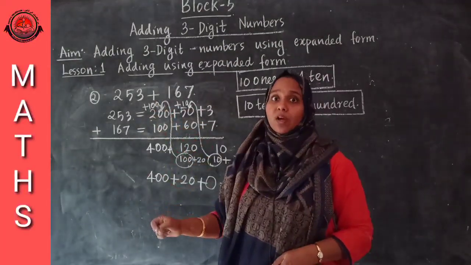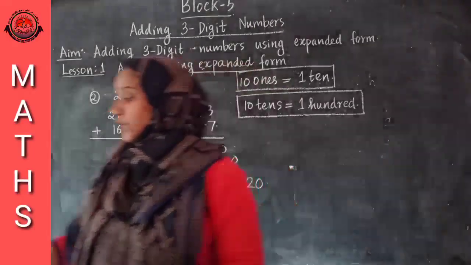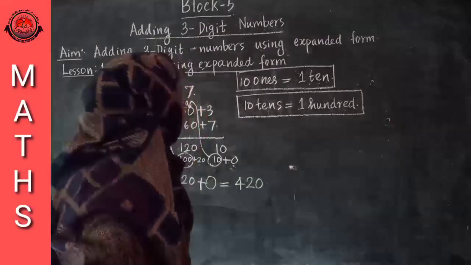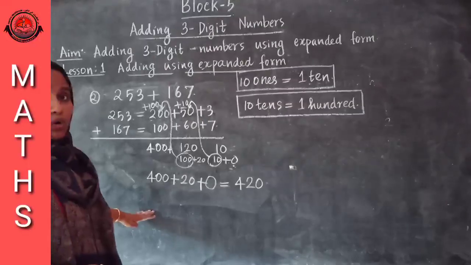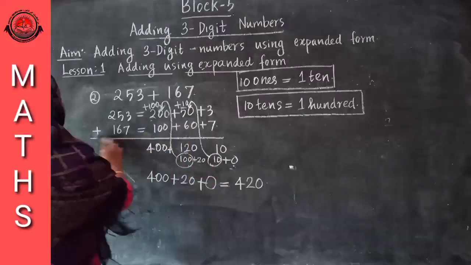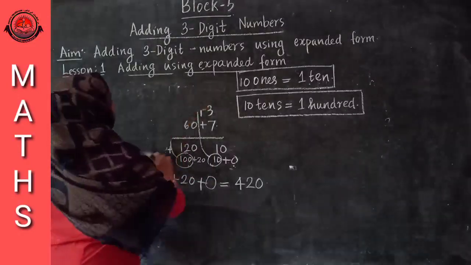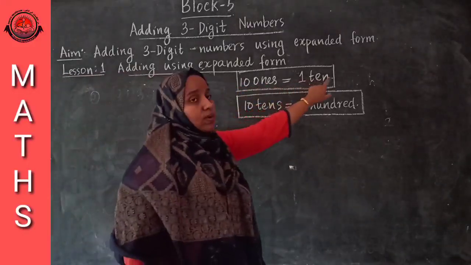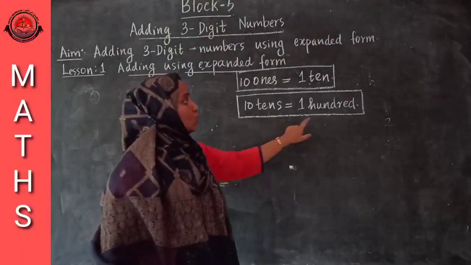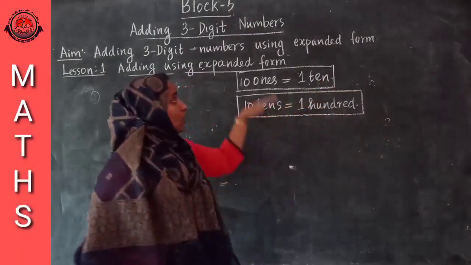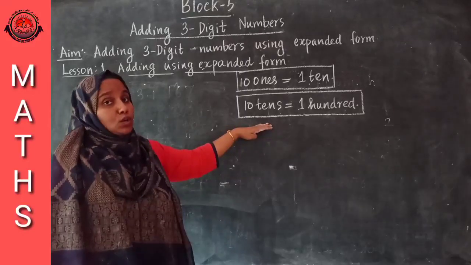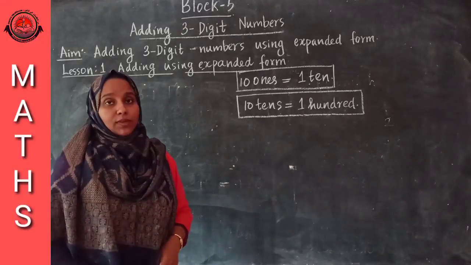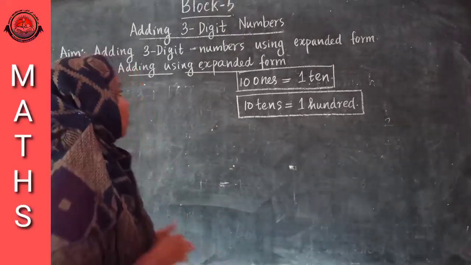Understood the regrouping? Okay, then let us discuss one story problem from your content book, one practice problem. All this you write in your notebook, children. Write 10 ones is equal to 10 in a box and 10 tens is equal to 100. These two you should write in your notebook and put a box like this. Okay.